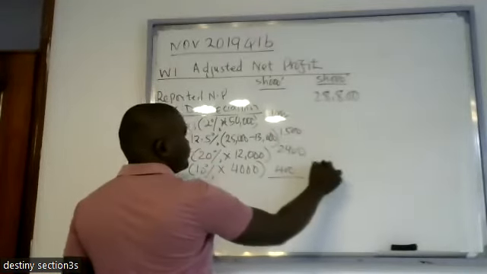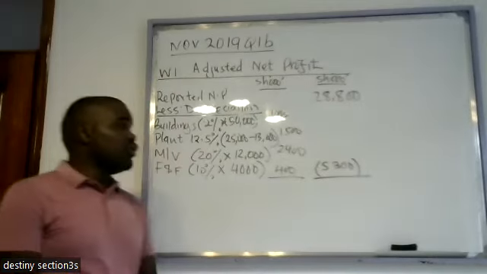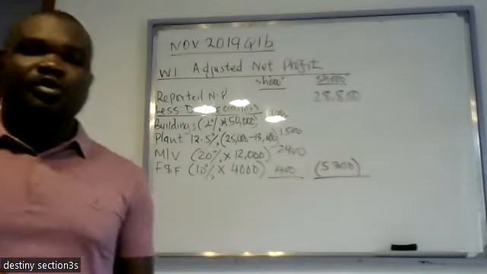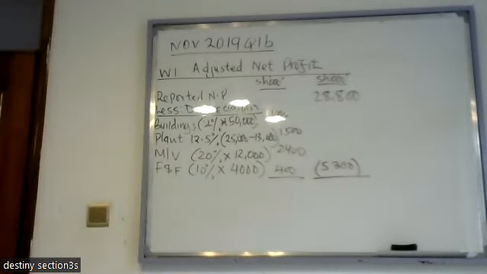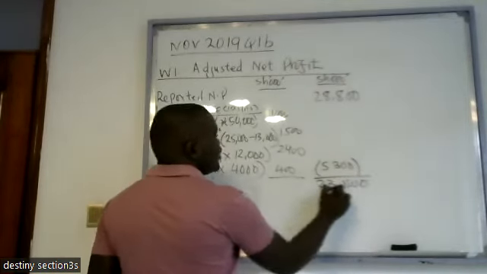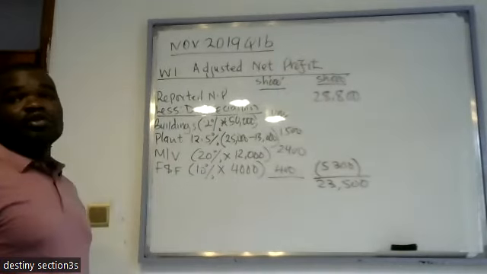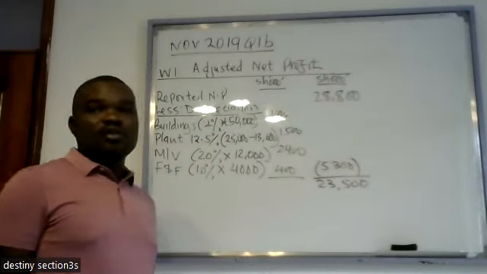$5,300. So subtract. What do you get as now the correct net profit when you subtract? $23,500. So this 23,500, you share it to the partners in what we call appropriation account.